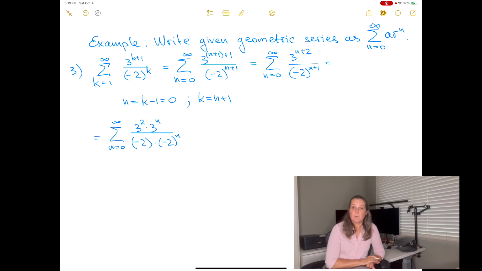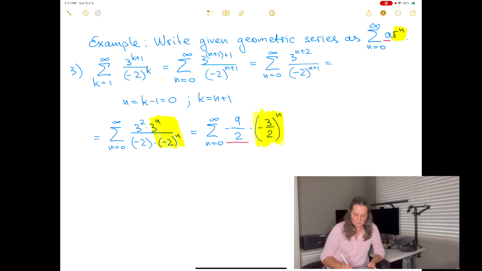Using properties of exponents, we can rewrite numerator as 3 squared multiplied by 3 to the n, and denominator as negative 2 multiplied by negative 2 to the n. So let's group together 3 raised to the power of n in the numerator and minus 2 raised to the power of n in denominator. This creates minus 3 over 2 raised to the power of n. Therefore, our constant a is equal to minus 9 over 2.